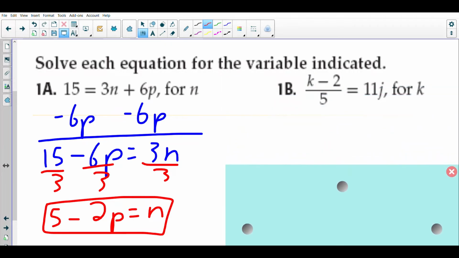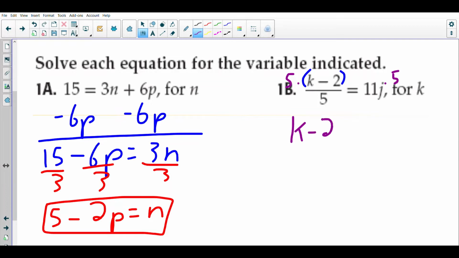Next one is a little bit different. We have k minus 2 divided by 5 is equal to 11j. So in this case, remembering back, we have implied parentheses. So we need to isolate that k. We got to get rid of that multiplication by 5, or that division by 5. So we got to multiply by 5 on both sides. So we have k minus 2 is equal to 55j.